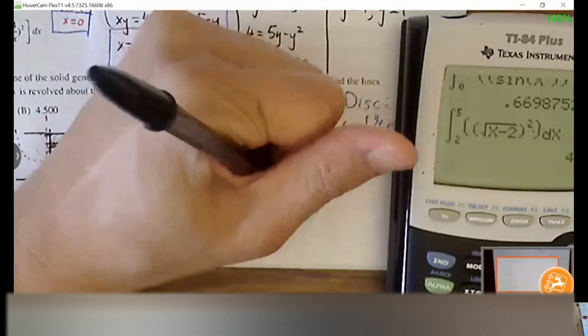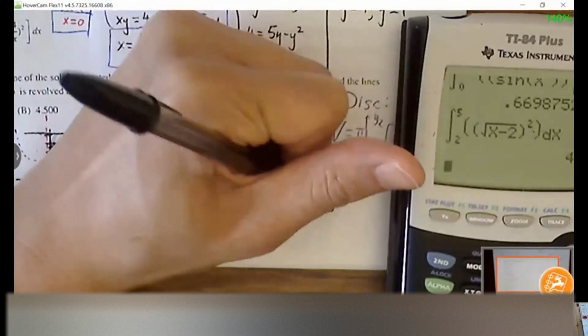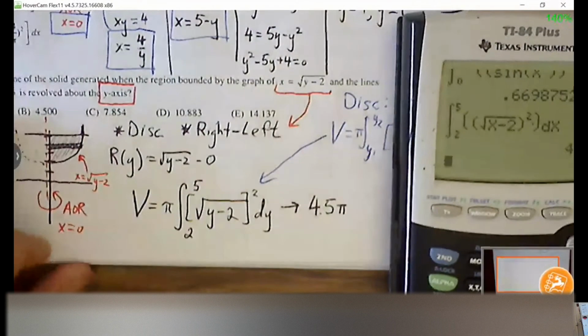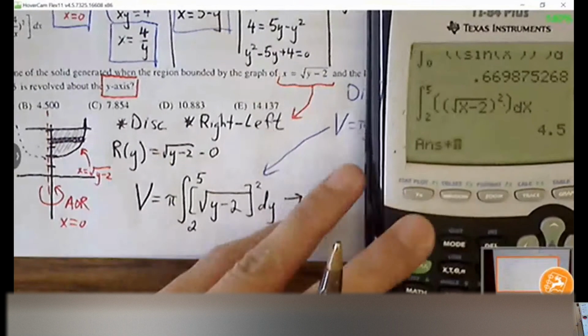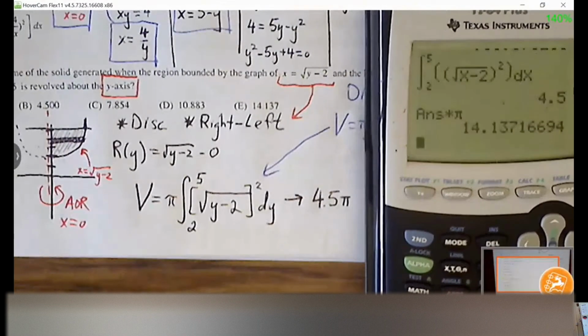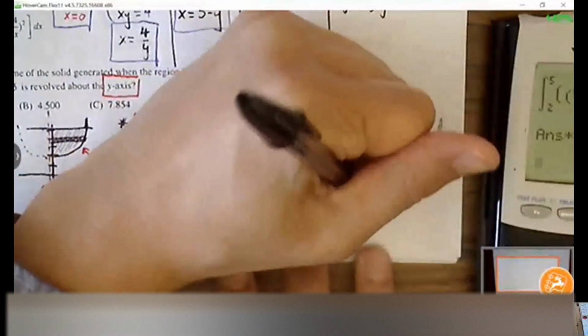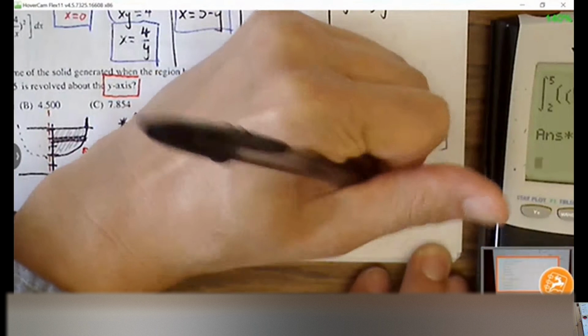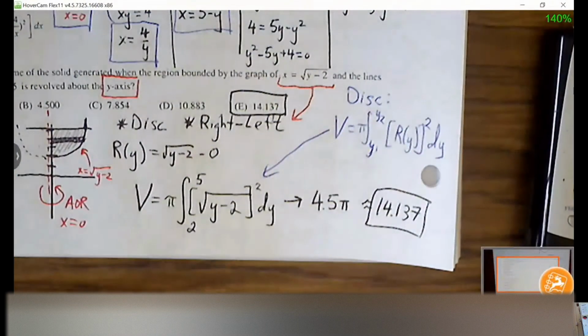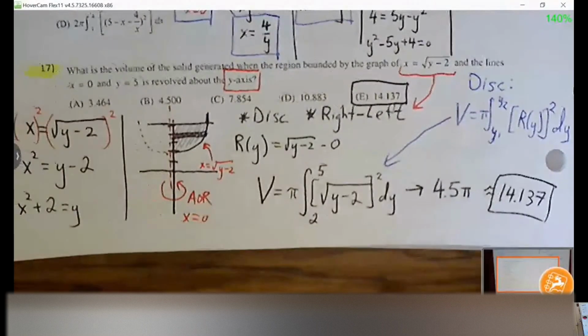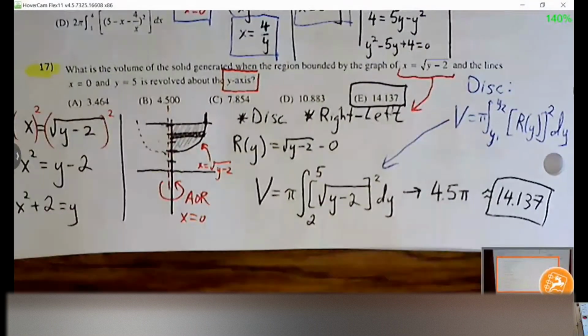So normally we would say 4.5 pi, but if we look at our answer choices, it looks like pi is incorporated into the decimal. Multiply by pi, 14.137. Okay, questions?